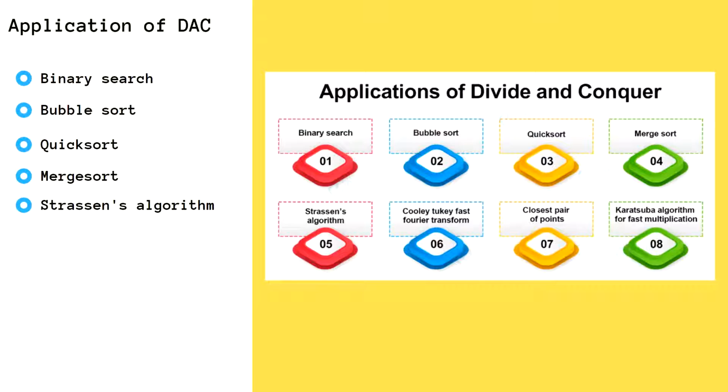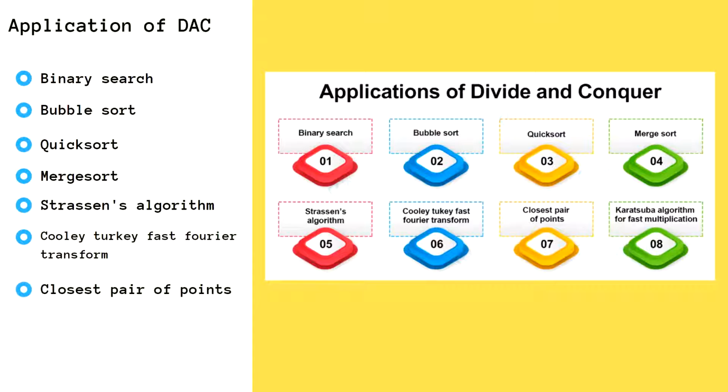Fifth is Strassen's algorithm. This algorithm, named after Volker Strassen, is an algorithm for matrix multiplication that is much faster than the traditional algorithm for large matrices. Sixth is the Cooley-Tukey fast Fourier transform. Named after J.W. Cooley and John Tukey, it is the most common FFT algorithm based on the divide and conquer approach. It works in Omega(n log n) time complexity.